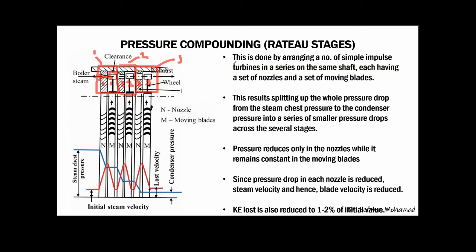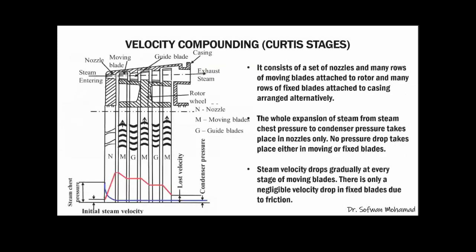Okay, so pressure compounding is simply a few sets of stages. We know that a stage consists of a nozzle and blades. So a nozzle and blade is one stage, and in pressure compounding, we use several stages of this nozzle and blade. And next we look into velocity compounding.